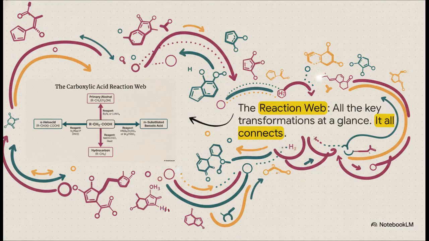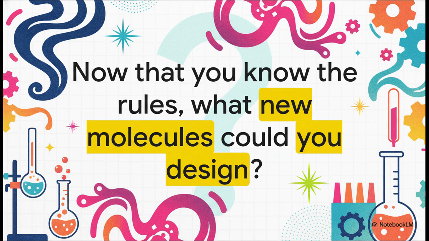And here it is, the carboxylic acid reaction web. This is your ultimate takeaway. You can see our starting molecule right there in the center, and from there, you can trace all the paths we've learned about. Follow the arrow to reduce it to a primary alcohol, pop off the CO2 to make a hydrocarbon, use HVZ to make an alpha halo acid, or substitute the ring to get a meta-substituted product. See? It all connects. So we've cracked the code of the two territories, and they're totally different rules.